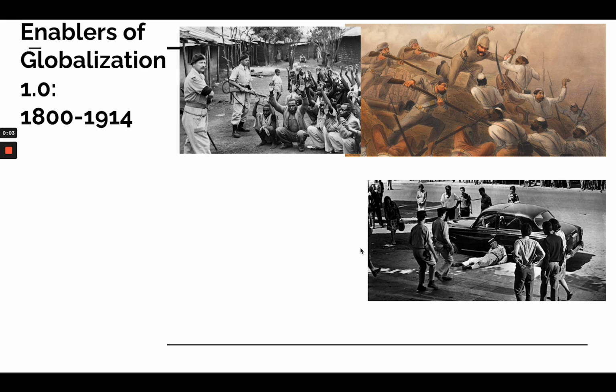In your previous exercise, you analyzed Rudyard Kipling's 1899 poem, The White Man's Burden, in order to prime your thinking for the Enlightenment idea we're going to consider today as an enabler of Globalization 1.0, which again was the globalization that occurred between 1800 and 1914.